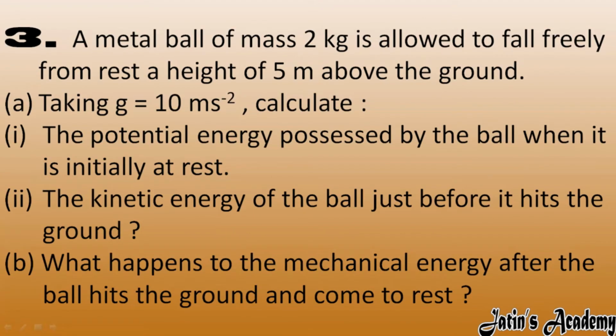Next we have a metal ball of mass 2 kg allowed to fall freely from rest at a height of 5 meter above the ground, taking g value as 10 meter per second square. Calculate the potential energy possessed by the ball when it is initially at rest. Second, calculate the kinetic energy of the ball just before it hits the ground. Last, calculate what happens to the mechanical energy after the ball hits the ground and comes to rest. Now carefully see the question.